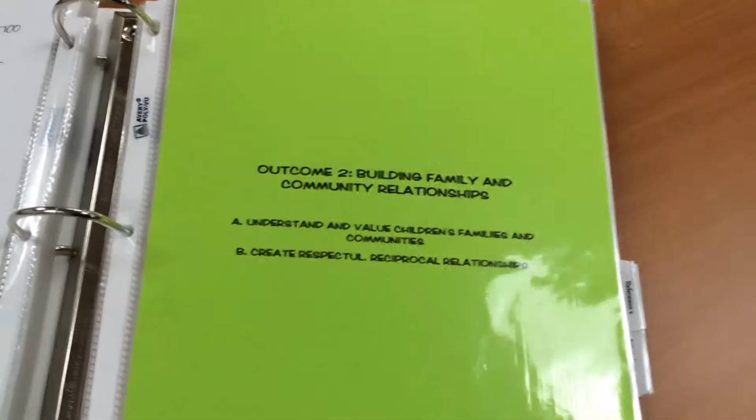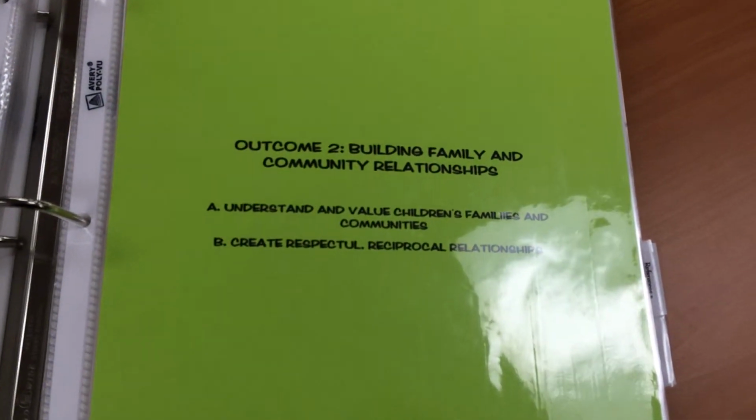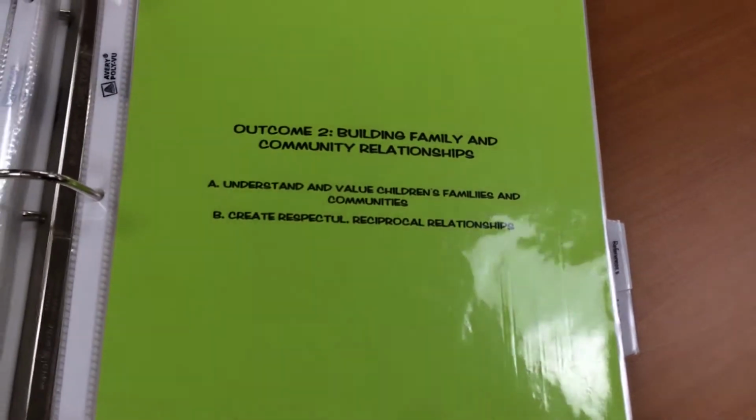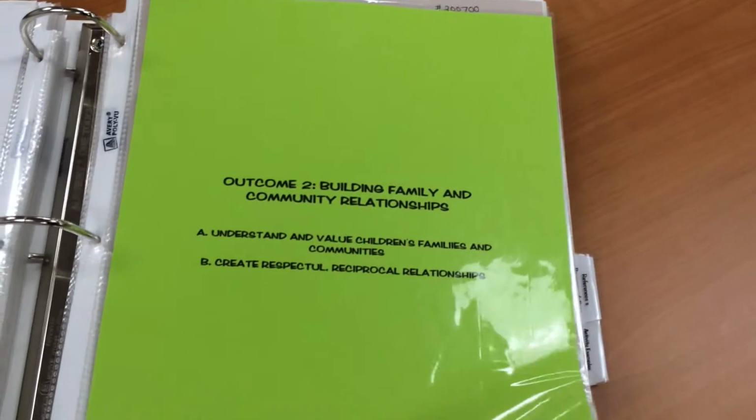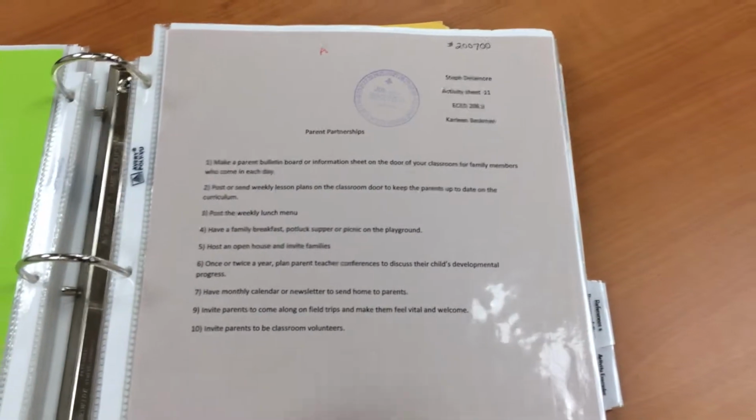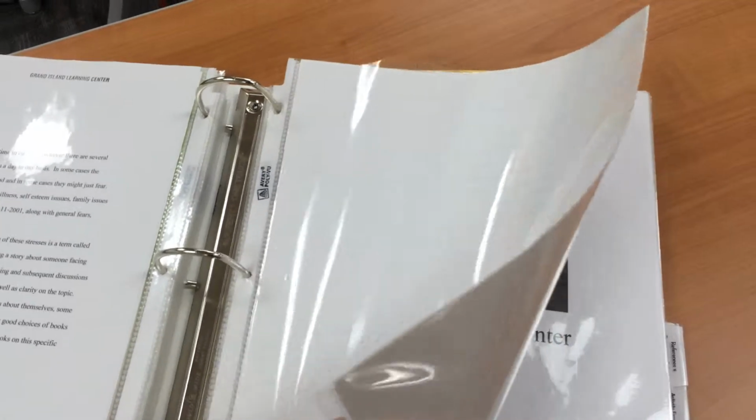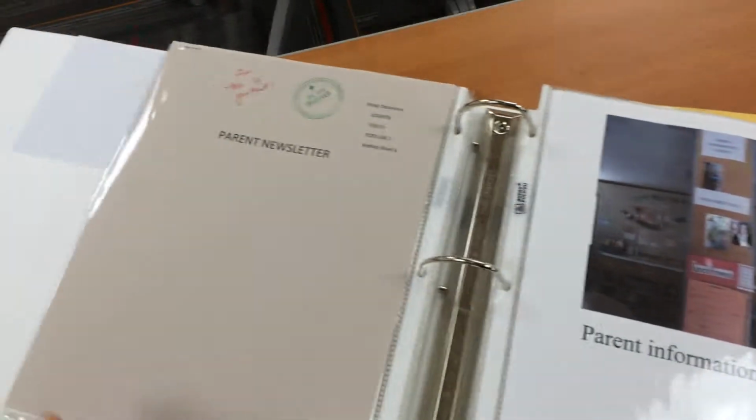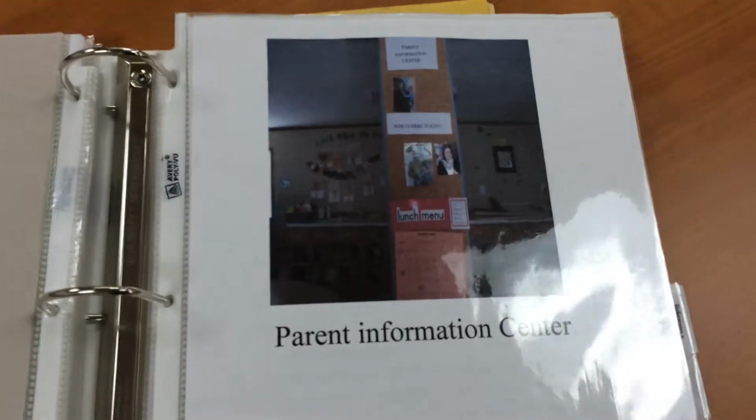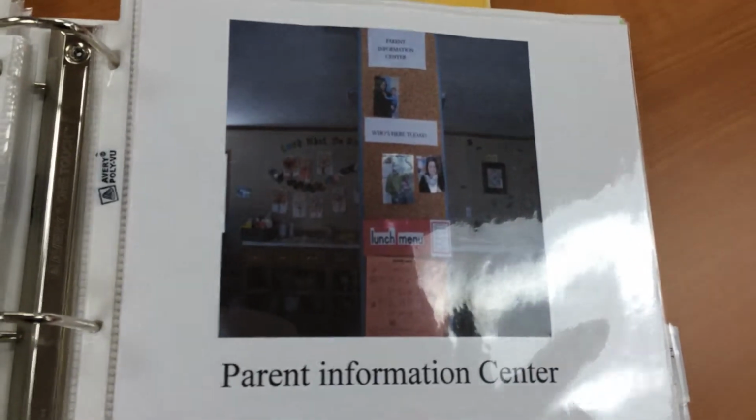Here's her second outcome, building family and community relationships. So these would be things like newsletters, parent interviews that you've done, some of the work that you did in the families and communities class, any case studies about families you might put in here. There's a parent newsletter that she did. There's her parent bulletin board. So if you've ever done a bulletin board, you can put that in here.